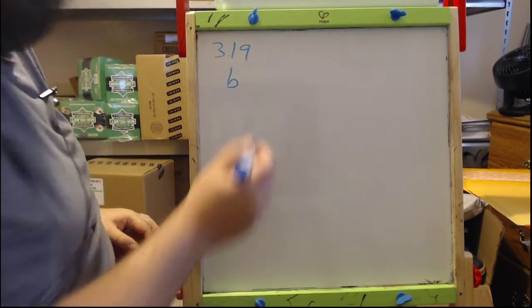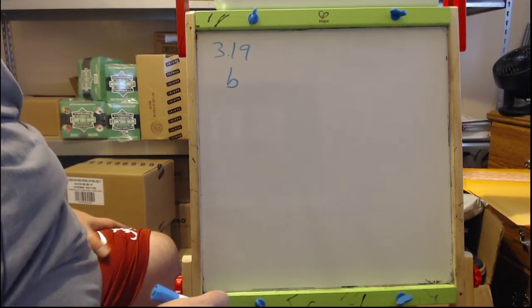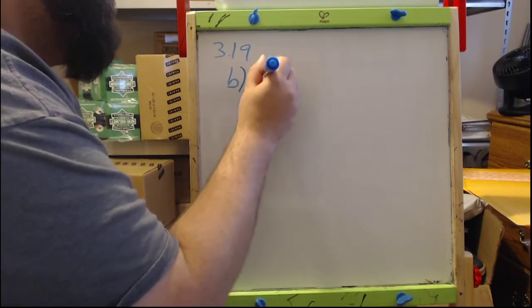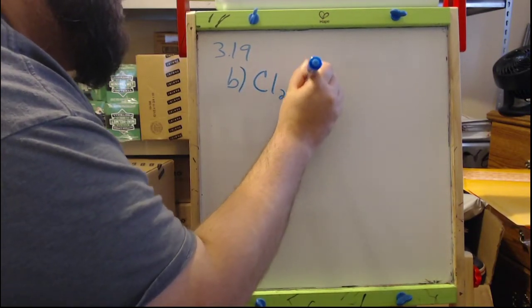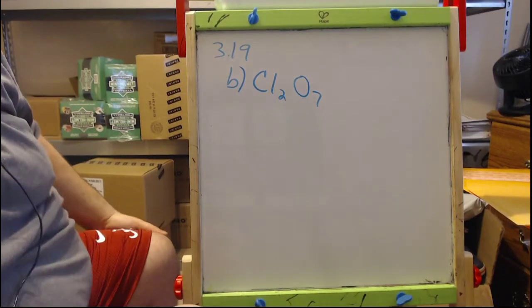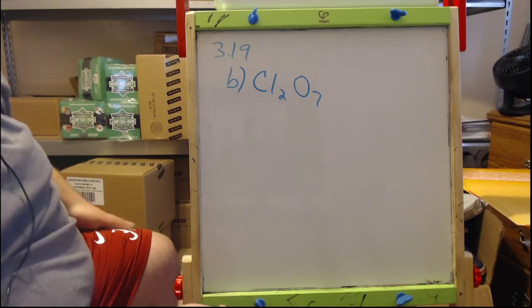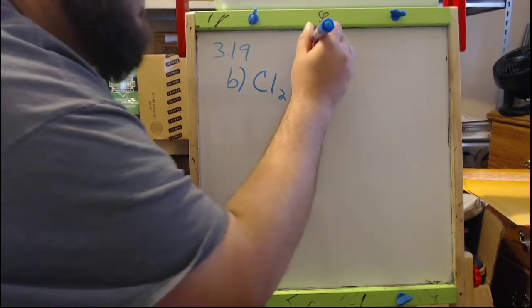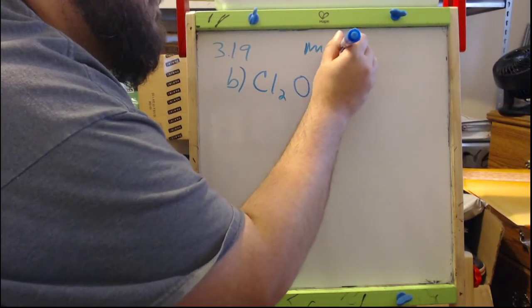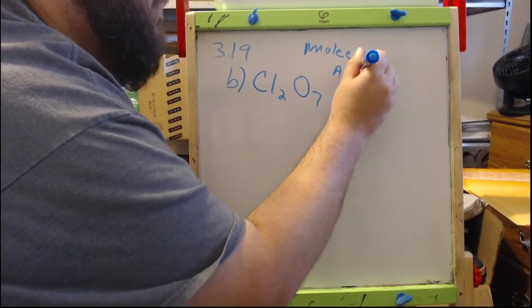3.19b. Dichloral heptoxide, I believe it said. So dichloral heptoxide is Cl2O7. Okay? They want to know the grams for molecules. Okay. So if I'm going molecules, as soon as I see that, I got to think Avogadro's number.